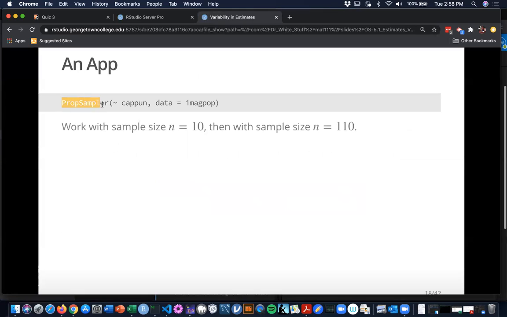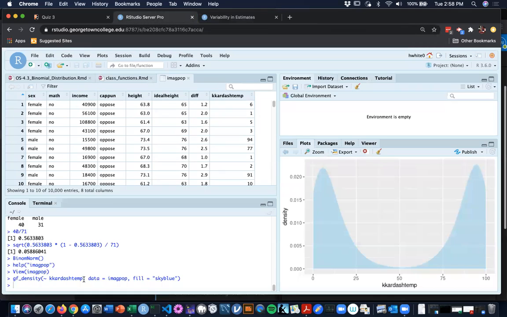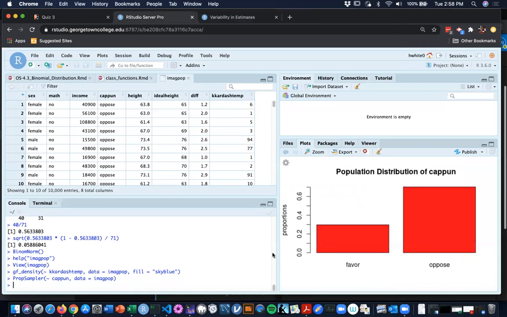So how are we going to get this watching of statisticians to happen? There's this function called prop sampler. If you enter the categorical variable that you want to watch and the data set where it lives, then you can watch. So let's do this. Copy, paste, run, and you get a setup here. Initially, it just gives you a cue about what's going on in the population. It turns out about 30% of the population favors capital punishment. That's the height of this red bar, about 0.3. And it looks like about 70% oppose capital punishment. I don't know the exact figure, but I'm reading it approximately from these bars.